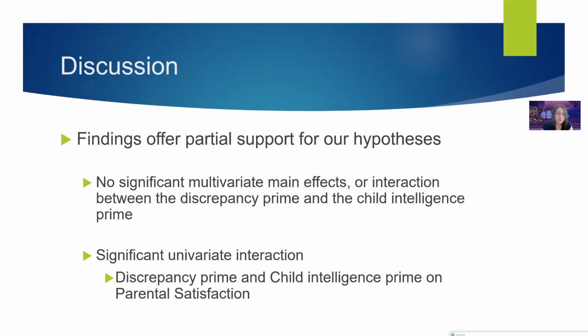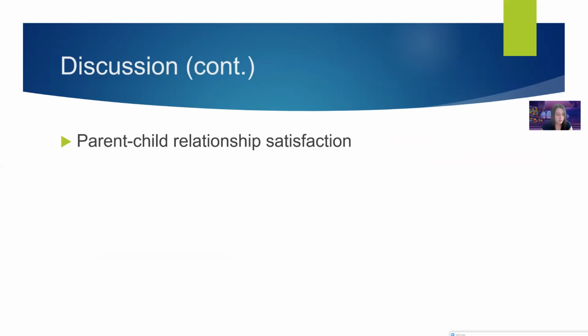So when parents were exposed to a high intelligent comparison, they experienced greater parental satisfaction when they thought their child was intelligent. Also, the significant relationship revealed in our exploratory analysis shows that parents' discrepancies do have an impact on their parental role satisfaction. So even with our exploratory analysis, though, we did not find anything of significance for parent-child relationship satisfaction. And this suggests that parents' perceptions of themselves and perceptions of their children don't significantly affect parent-child relationship satisfaction.